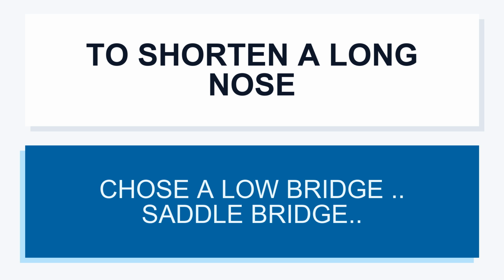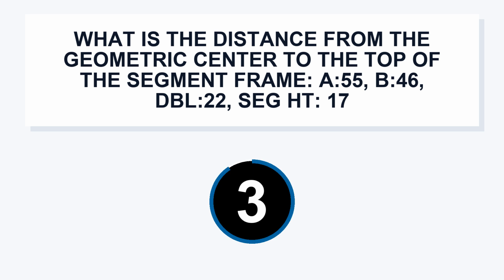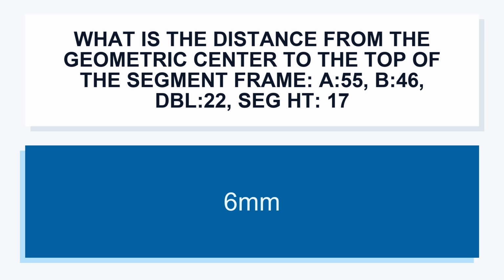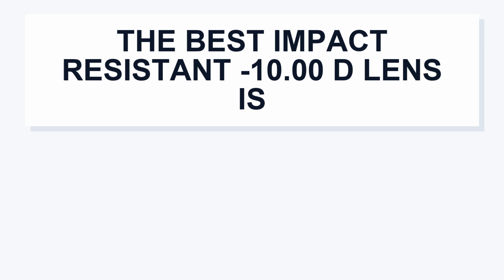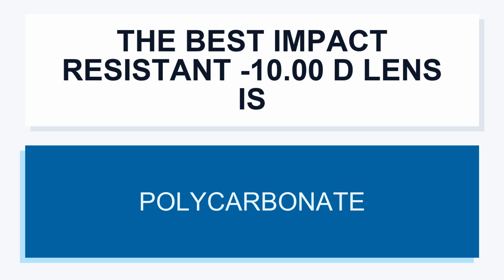Chose a low bridge, saddle bridge. What is the distance from the geometric center to the top of the segment frame, A55, B46, DBL 22, Seg HT 17? 6 millimeters. The best impact resistant -10.00D lenses: Polycarbonate.